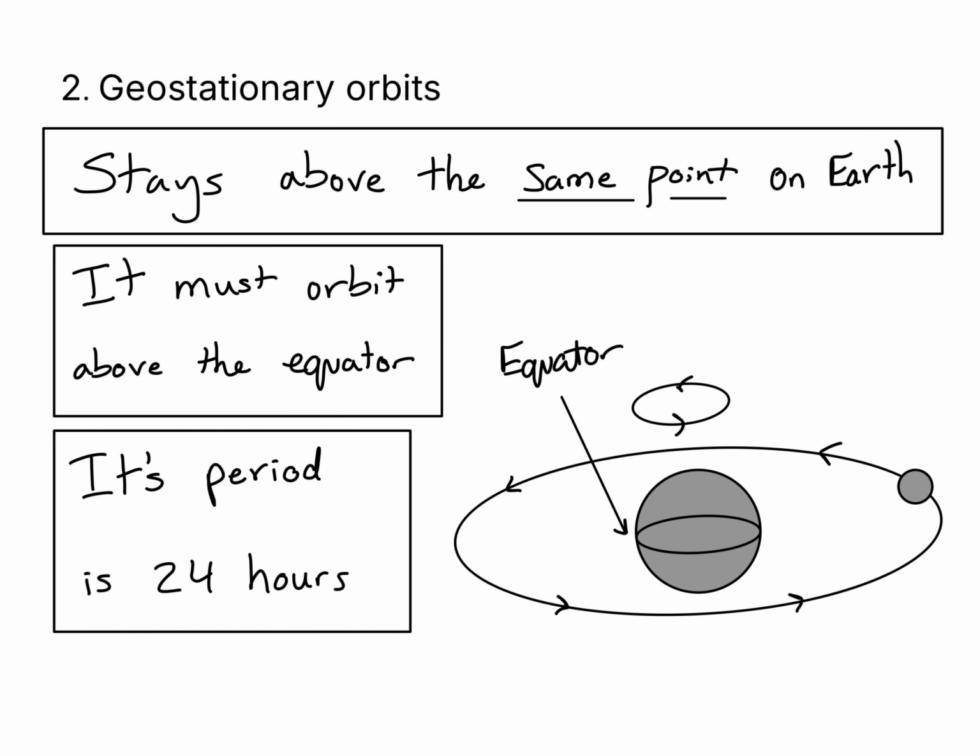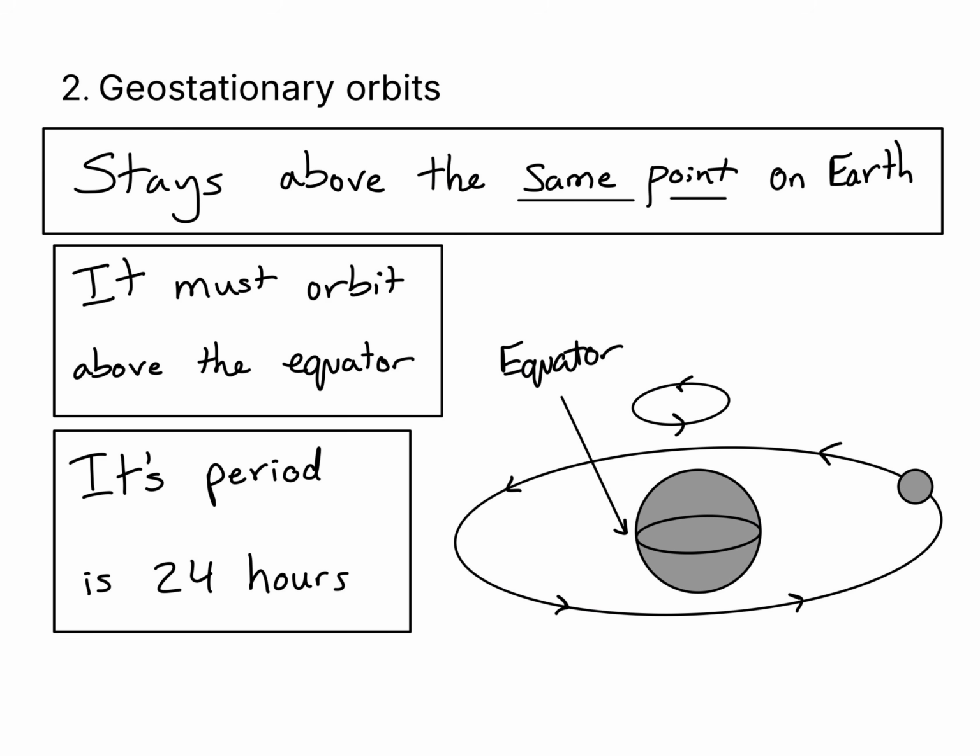Suppose we want a satellite that hangs permanently above one spot on the ground, so a TV dish can point at it and never move again. That's a geostationary satellite, and it has 3 defining features. Make sure that you learn all 3, because the exam can ask for them. 1. It stays above the same point on the Earth's surface. 2. It must orbit above the equator, and that is one that people forget.